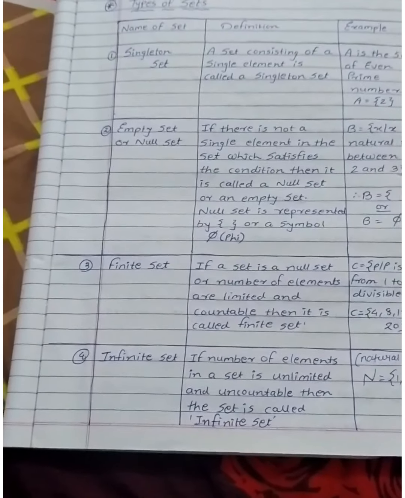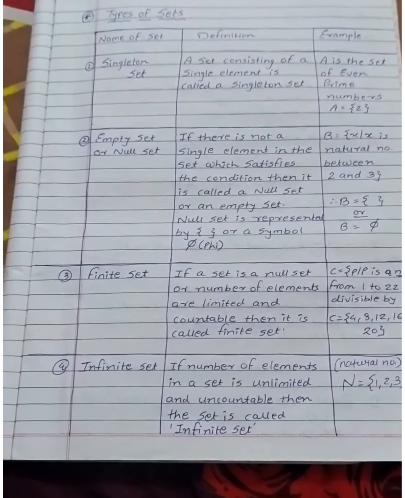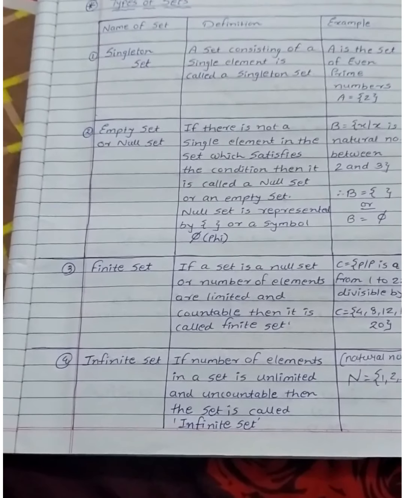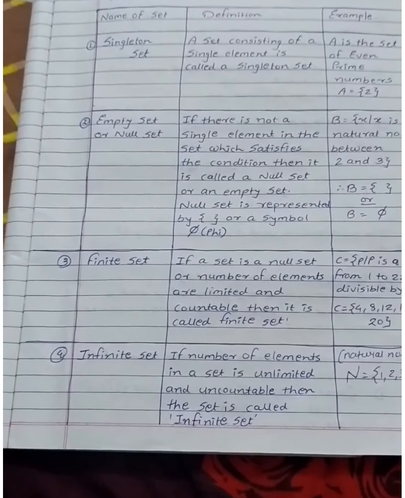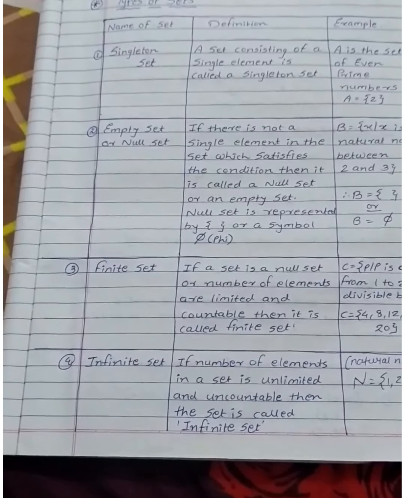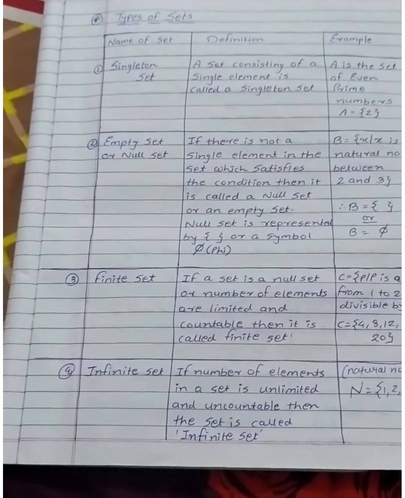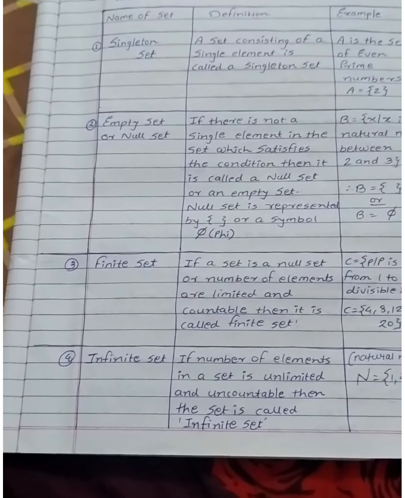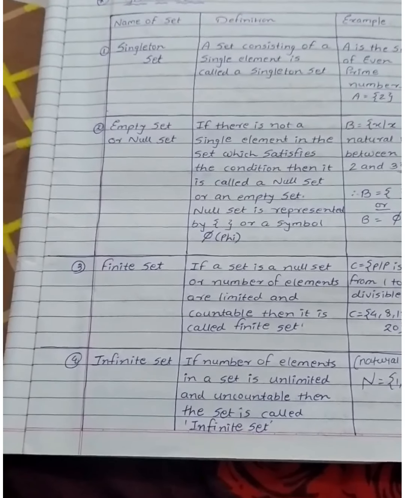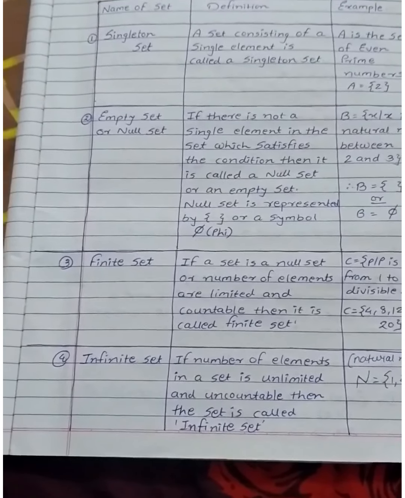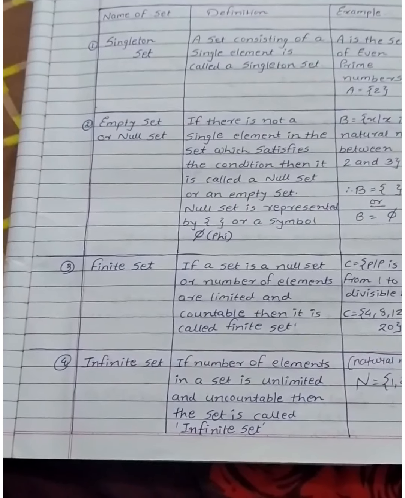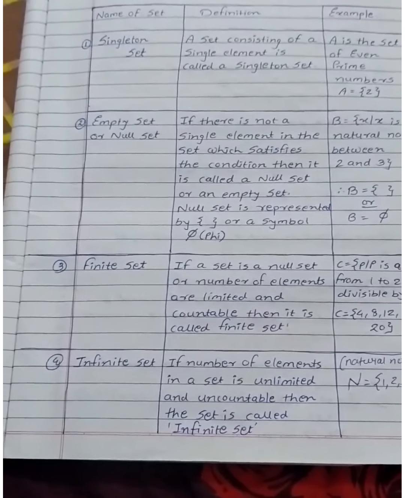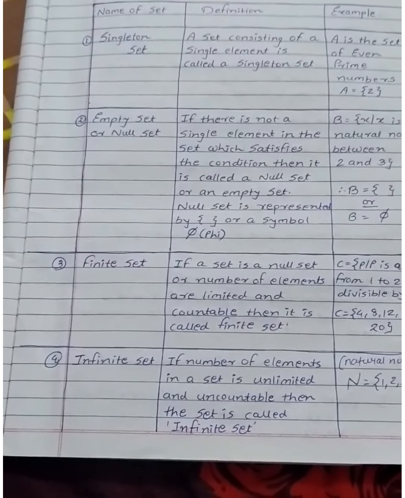Third one is the finite set. If a set is empty or null, or the number of elements is limited and countable, then it is called a finite set. You know only this many numbers are going to come in this set, or it is countable, or the limit is there, then it is called a finite set.